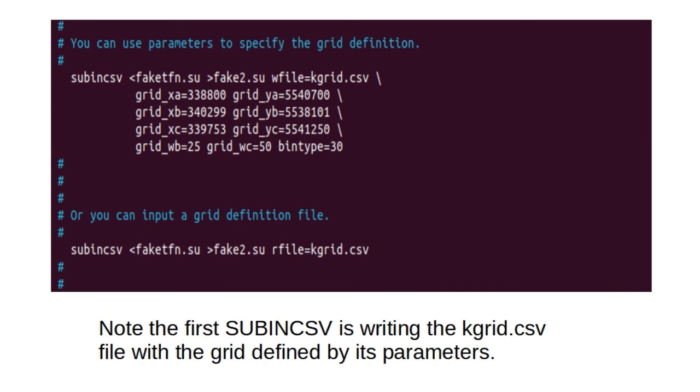This image shows the setup of SU-bin CSV. The parameters give coordinates for corners A, B, and C, and cell widths in the B and C directions. The first setup of SU-bin CSV is also outputting that grid definition into a CSV text file. The second setup of SU-bin CSV shows how to input a grid from a CSV file. Both setups would update the CDP, IGI, and IGC keys in the trace headers.